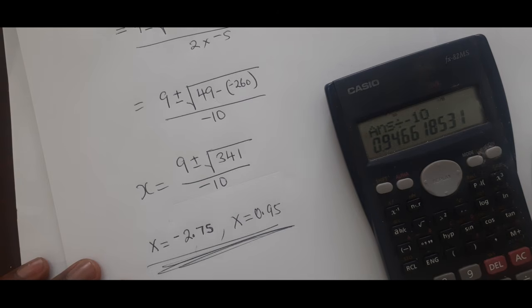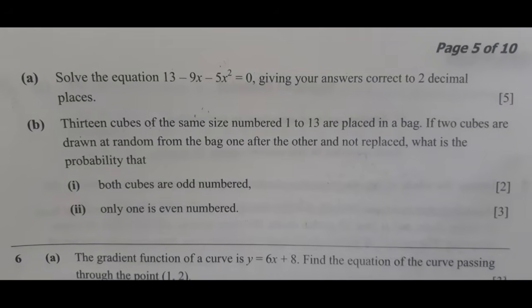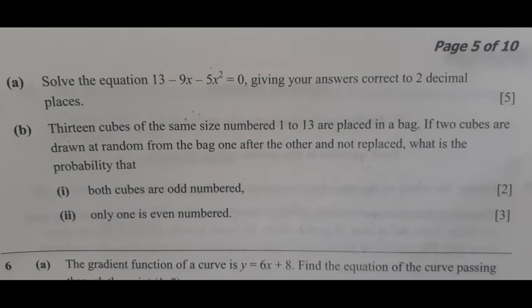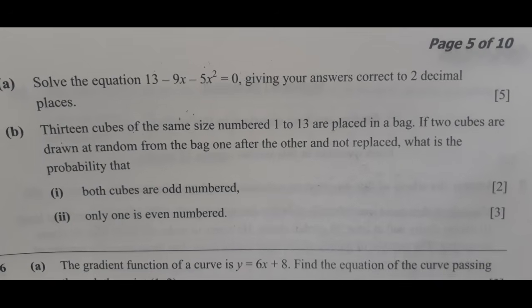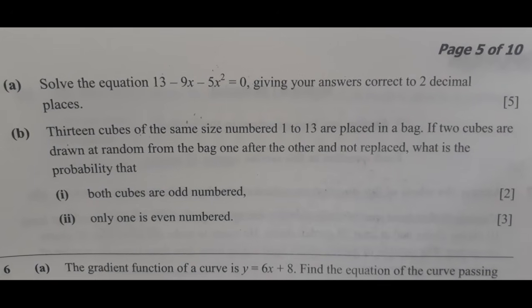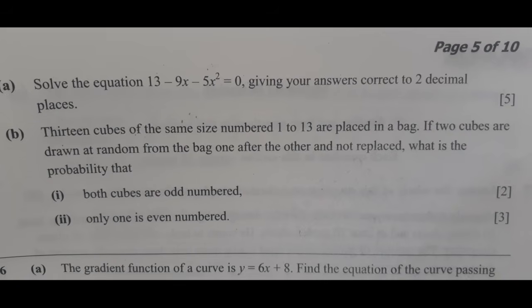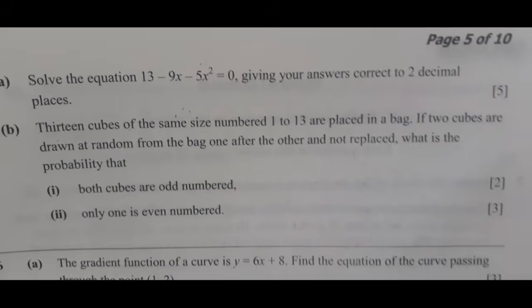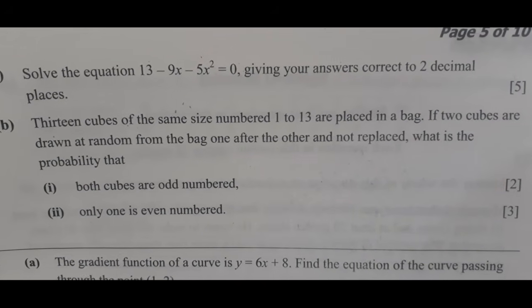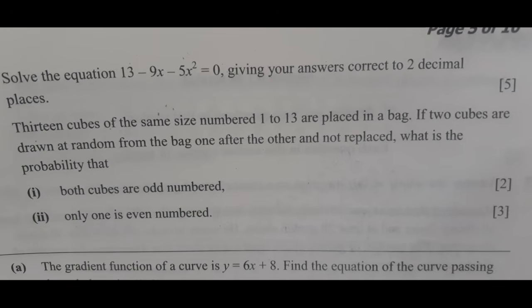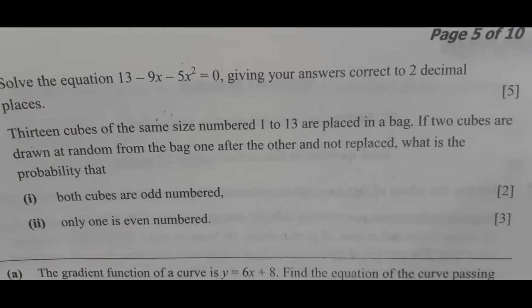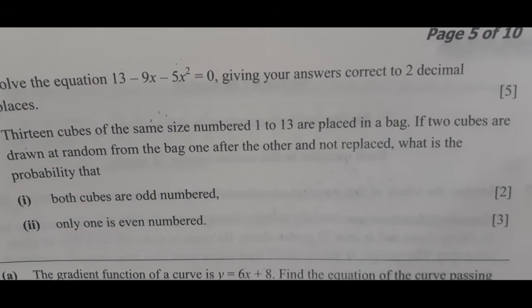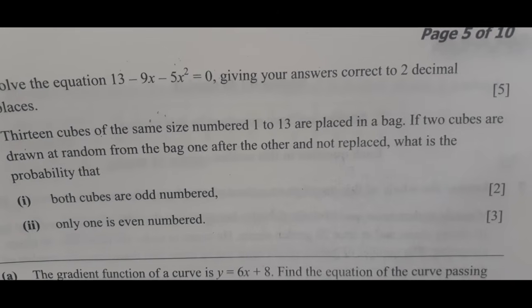So let's go to 5b. Here is the question. 13 cubes of the same size, numbered 1 to 13, are placed in a bag. If 2 cubes are drawn at random from the bag, one after the other and not replaced, what is the probability that, Roman numeral 1, both cubes are odd numbers? 2, 1 cube is even numbered.